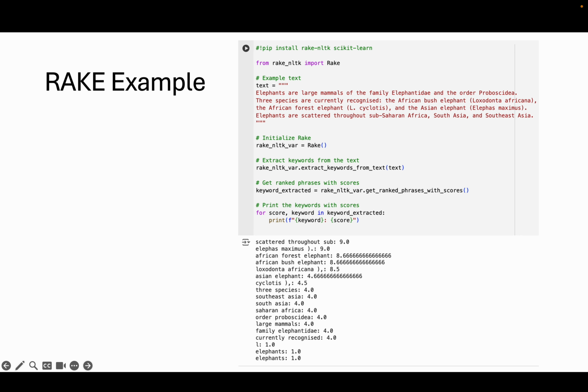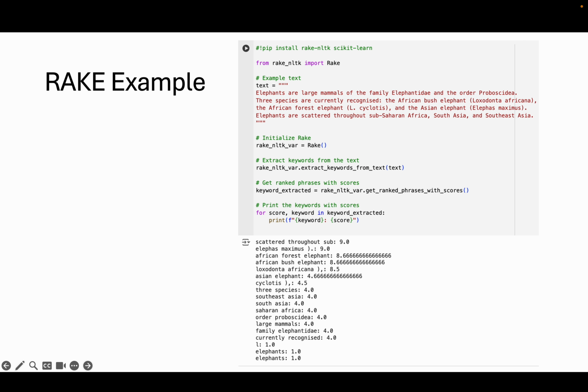Let's take a look at an example to see how RAKE works in practice. Here we have a short paragraph about elephants. To extract keywords from this text using RAKE, we can write a simple Python script where we first import RAKE from the RAKE NLTK library. Then we can initialize RAKE and pass our text to the extract keywords from text method.